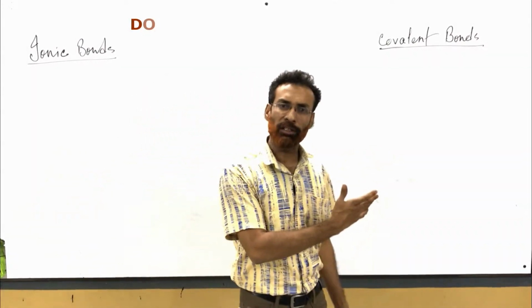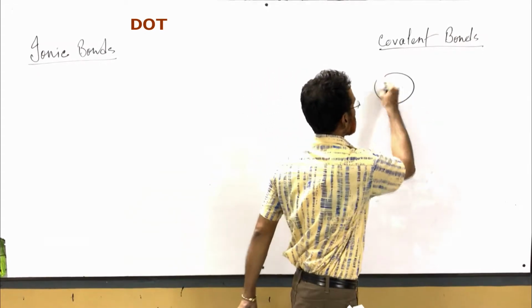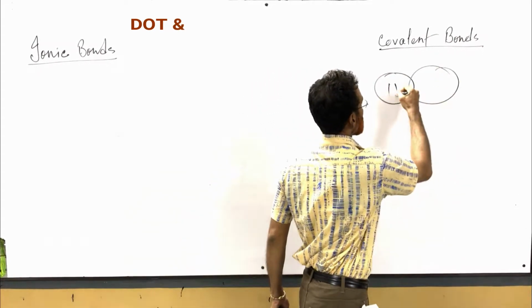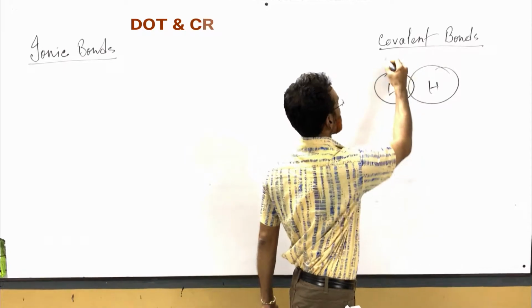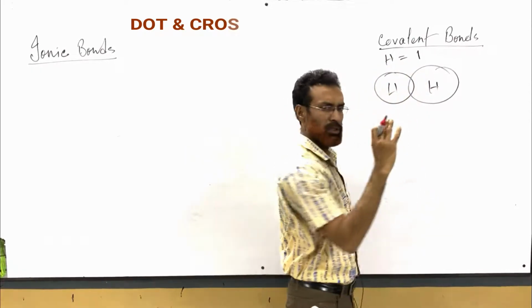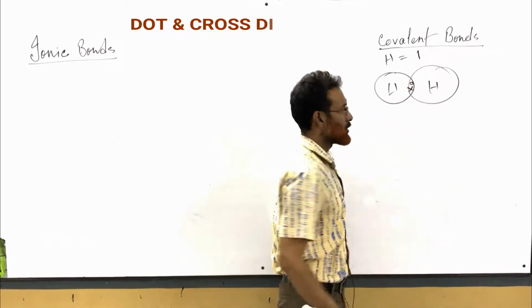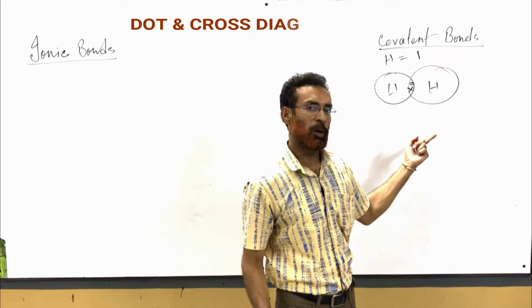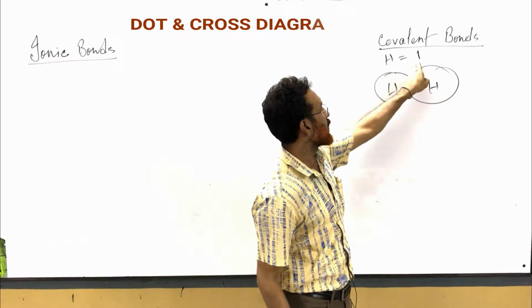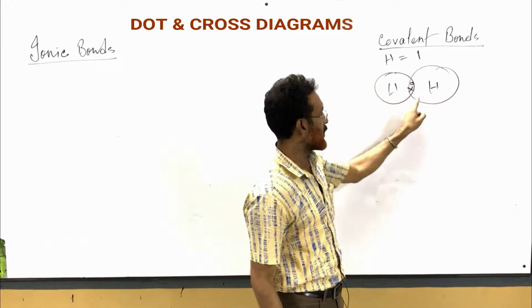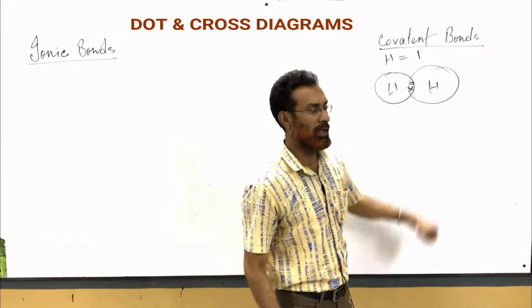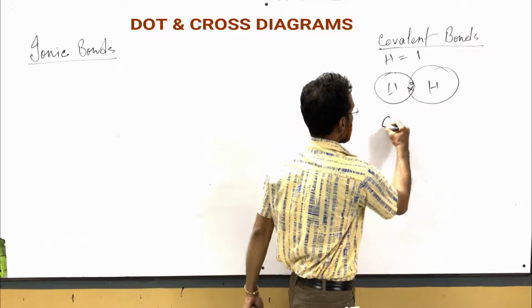Then you see some more examples. Here is a hydrogen atom, here is another hydrogen atom, both are non-metal. The electron configuration of hydrogen is that you first write 1, so this donates 1 and this also donates 1. So this is the dot and cross diagram of hydrogen. Here you see just 1 electron of hydrogen, this is given in the common space, so none of them has any more electrons.